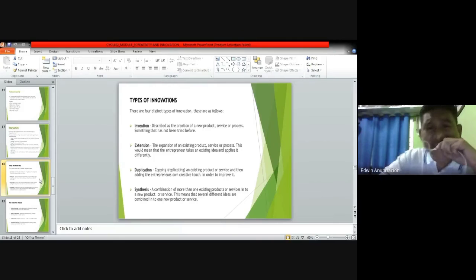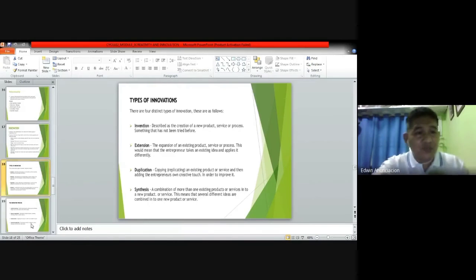And then synthesis, a combination of more than one existing products or services in a new products or services. This means several different ideas are combined into one new products or services. Synthesis means pinagsasama-sama, para makapag-produce sila ng new products or services. But the products or idea are no longer new, unlike sa invention. Okay po, allow me to proceed.